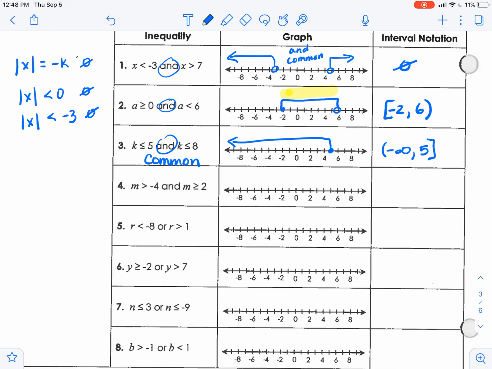So greater than negative 4, greater than or equal to 2. So this is the scenario I was telling you, with them both going to the right. Again, what do they have in common? The only thing they have in common is this part right here. So in this case, I can take off that piece.